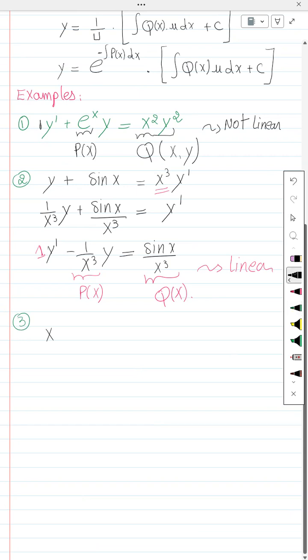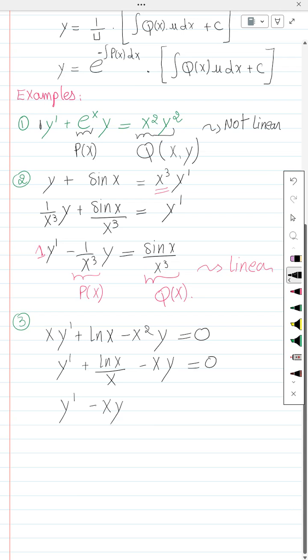We have x y prime plus ln x minus x squared y is going to be equal to 0. The first step that you need to do is to make the coefficient of y prime as 1. We are going to divide all the equation by x. It's going to be y prime plus ln x over x minus xy is going to be equal to 0, and it's going to be y prime minus xy is going to be equal to minus ln x over x.